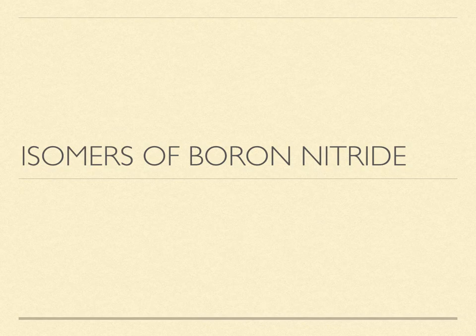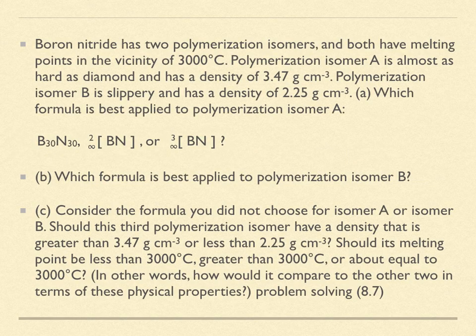The question I'm going to be answering is about isomers of boron nitride. So you can pause to read the question. It's basically asking us to categorize two polymerization isomers with these formulas, and then to draw conclusions about the properties of the hypothetical isomer with the formula we didn't assign to either of those two isomers.